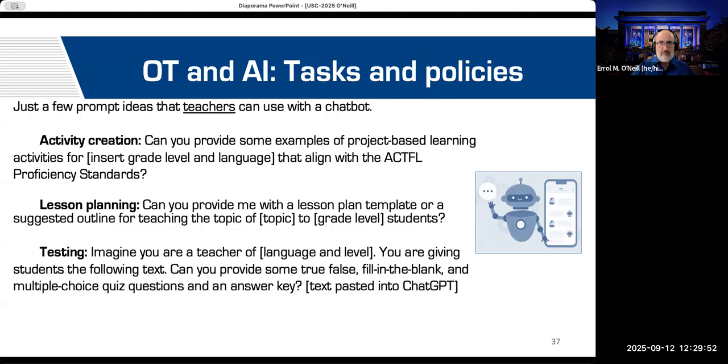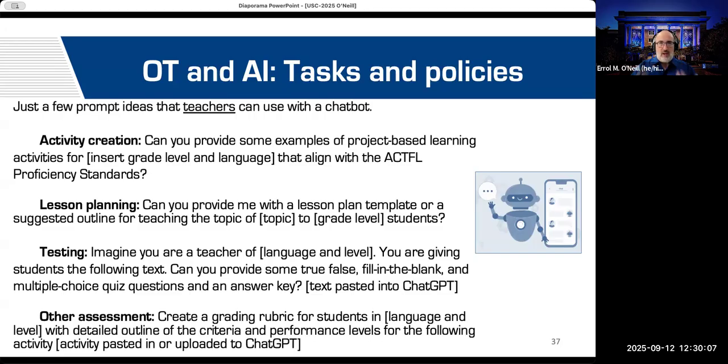For lesson planning, as I mentioned before, it can help with creating questions for tests: true, false, fill in the blank, multiple choice. It can provide an answer key for the instructor as well. So it's a starting point for creating a test. It can be used for creating rubrics, and like I mentioned before, those can be tweaked afterwards.